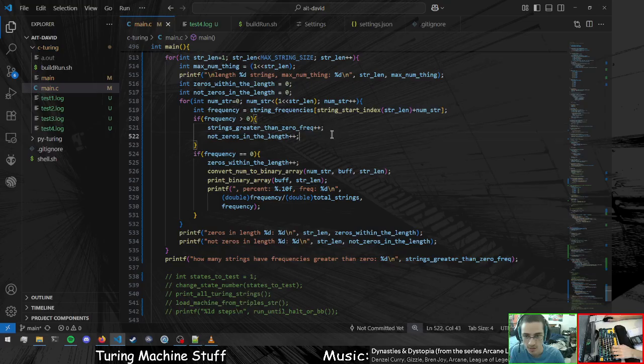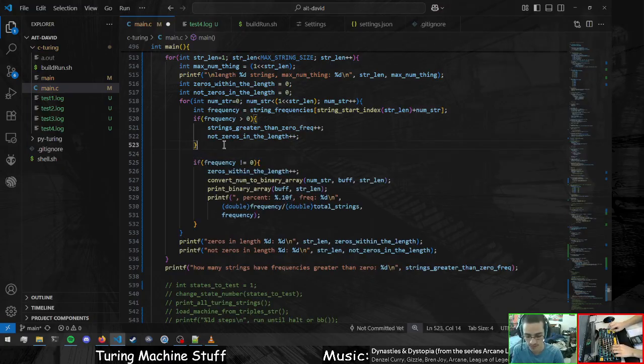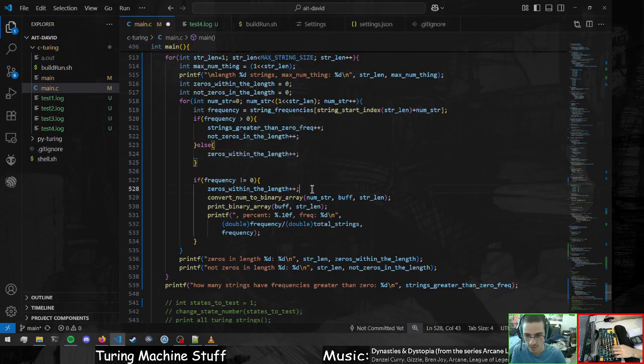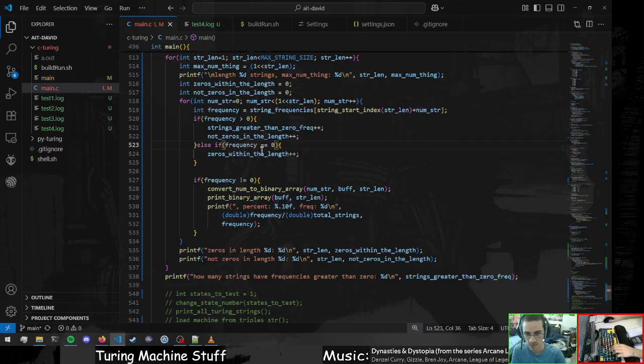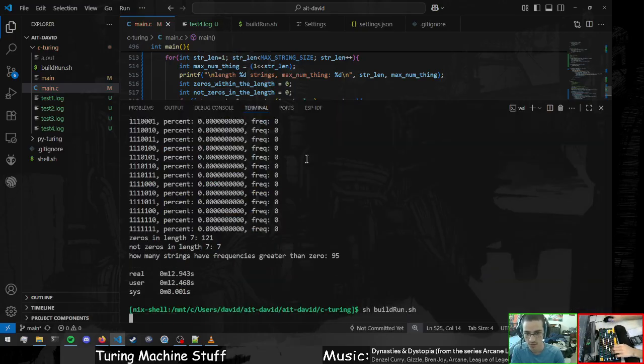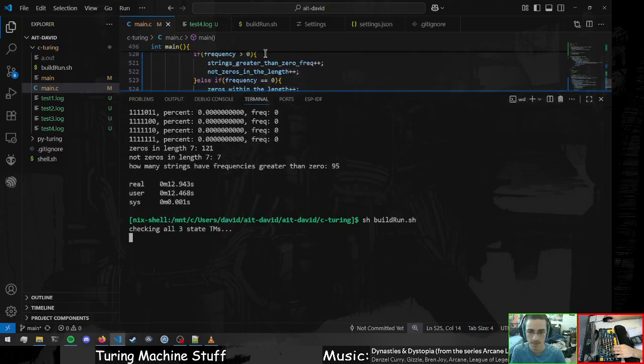So let's look at length 7. Let's change this as well. Put this here just for funsies. So if it's greater than 0, do this. The else is probably going to be 0, or negative, actually. So I'll just put frequency here. Okay, so let's do that.